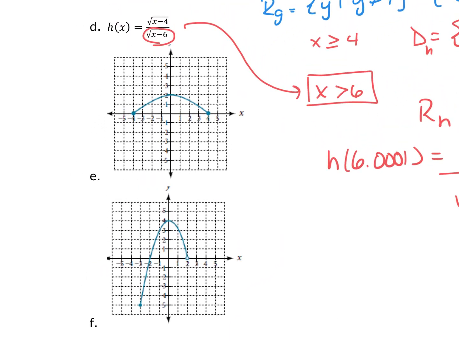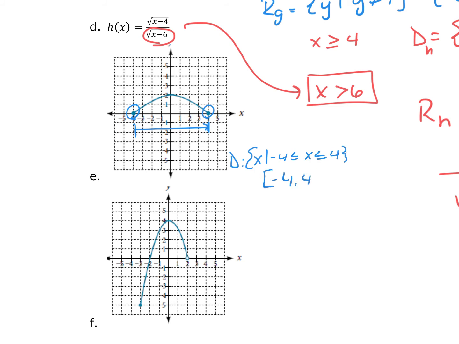Okay, so now we're going to read it off the graph. So as we read it off the graph, we want to start on the left-hand side for the domain. Here's where we start for our domain, and here's where we end. These are inclusive, so the domain on this would be x such that -4 is less than or equal to x, which is less than or equal to 4. Or I can do it as -4 to 4.